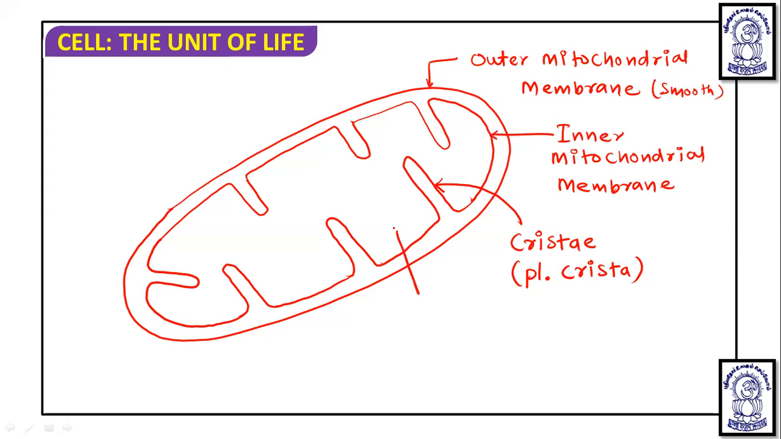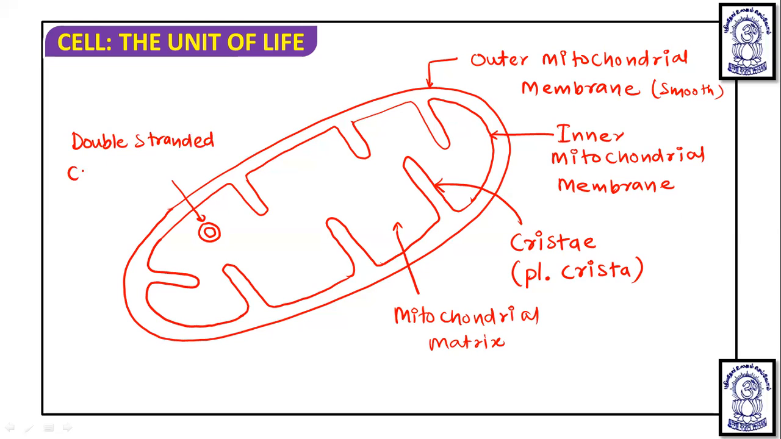If we talk about this region, this is considered the mitochondrial matrix, which consists of fluid. In this whole part, this is the mitochondrial matrix. And in the mitochondrial matrix, if we see, they have their own double-stranded circular DNA.